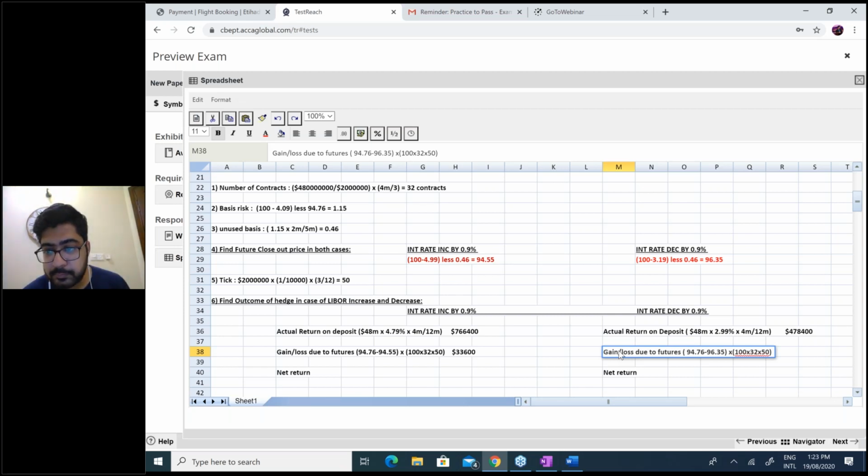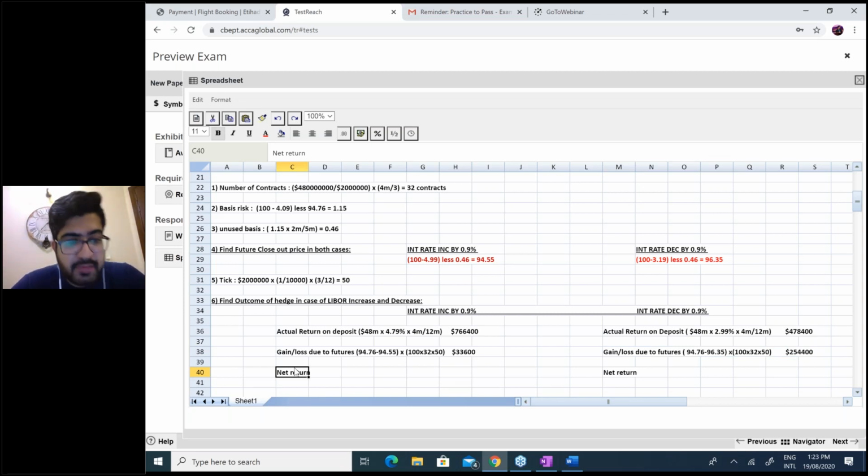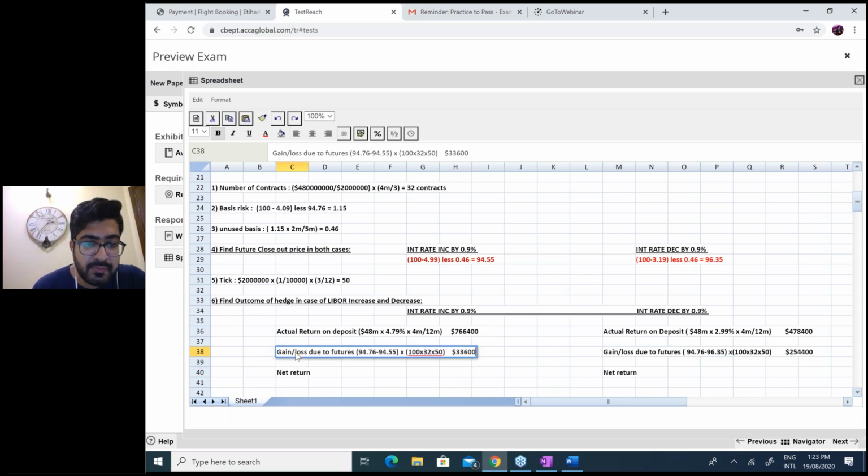$254,400. The formula of gain or loss on futures is the difference between the futures price and the futures closeout price. The futures price is 94.76, as we took March futures, and the closeout price is computed in step 4. In the increase case, it is 94.55 into spot into contracts into tick. On the right side, the futures closeout price is 94.76. Take the difference with the futures closeout price. The closeout price in the decrease case is 96.35, as in step 4, into contracts into tick into spot.